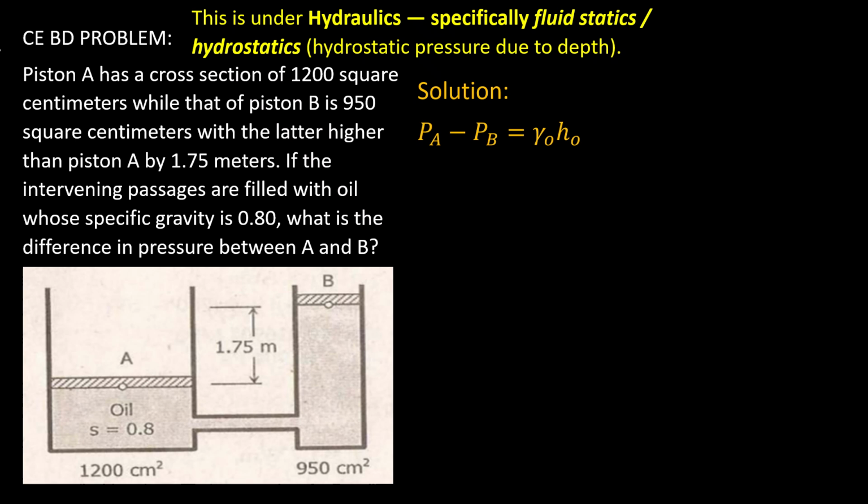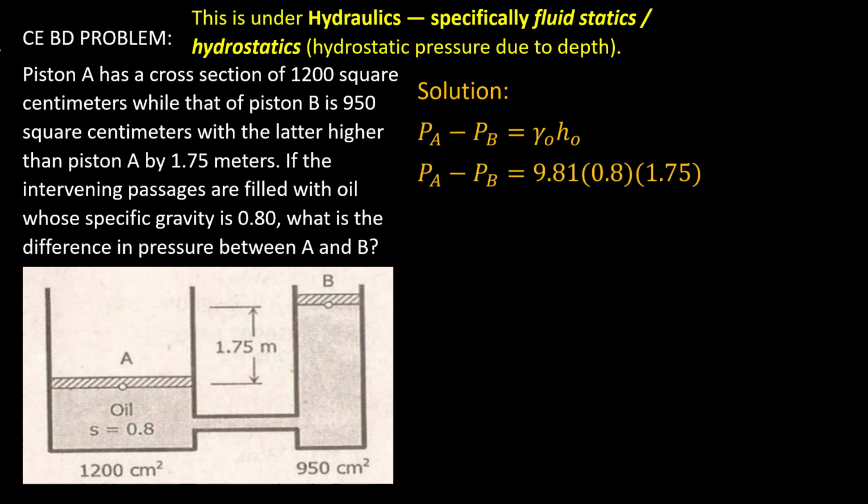Now, in order to calculate for this given problem, the unit weight of oil should be given like this. The specific gravity of oil, which is equal to 0.80, must be multiplied by 9.81 kilonewton per cubic meter. That is why the difference in pressure between point A and point B must be equal to 9.81 times 0.8 to be multiplied by 1.75 meters. Let us see our solution.